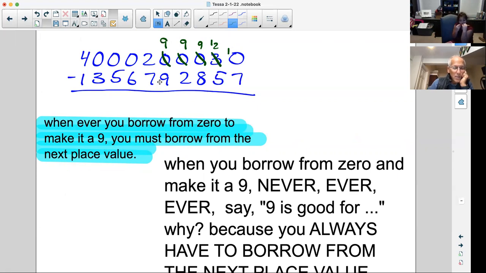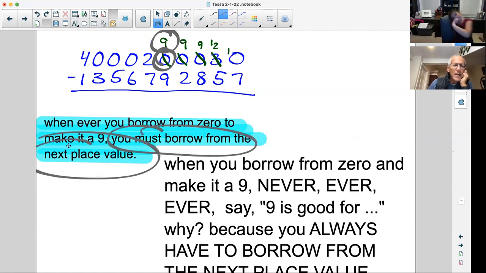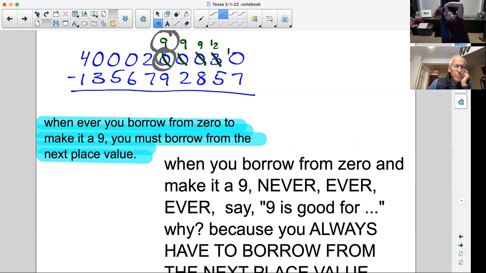And then 2 is too small for 7. Tessa, did you just borrow from 0 to make it a 9? Yes. Then you must borrow from the next place value. Okay, now 2 is too small for 7. No, you are not allowed to say that 2 is too small. You haven't yet borrowed. So now the 2, we make it into a 1.